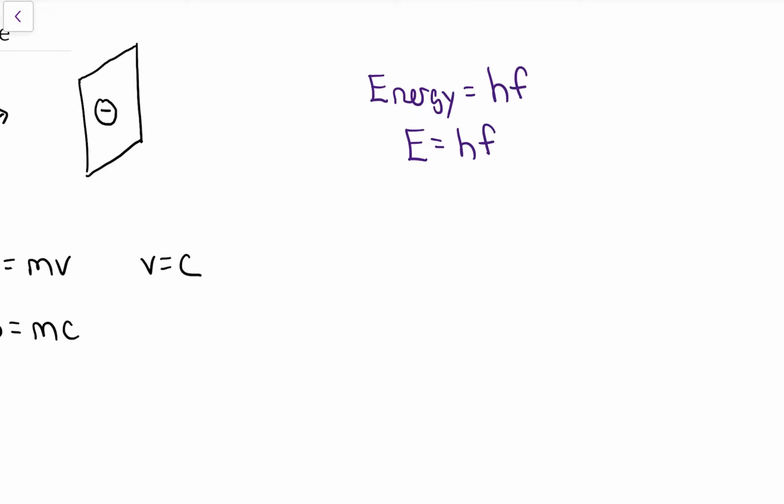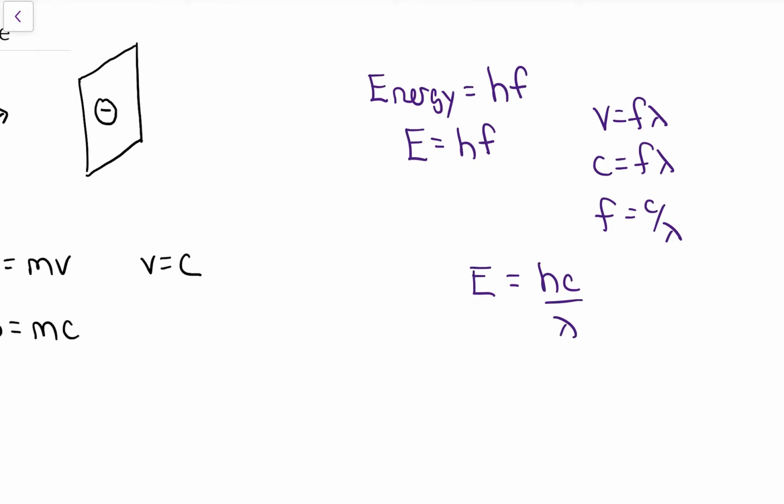We're looking at it in terms of wavelengths, so we can apply the wave equation. We know v is equal to f times lambda. It's moving at the speed of light, so c equals f lambda, or lambda equals c over f. So we get, oops, I did that upside down, didn't I? f equals c over lambda. So we get E equals hc over lambda.